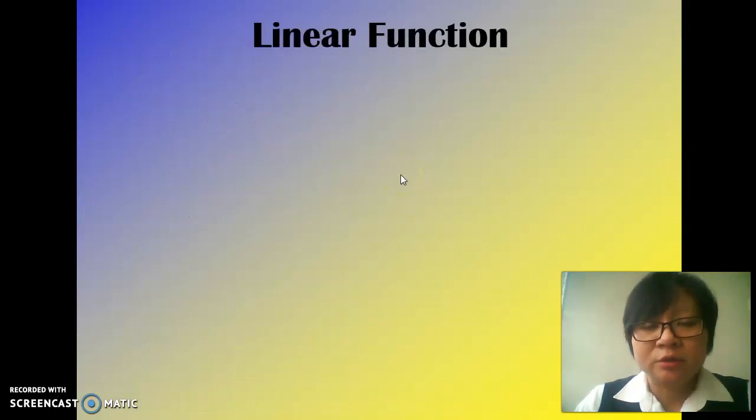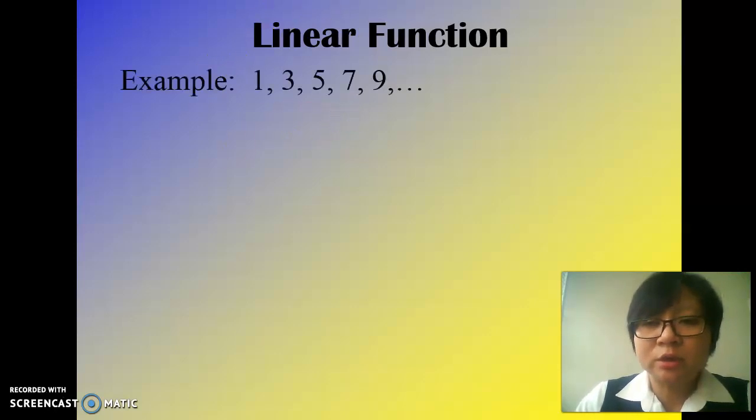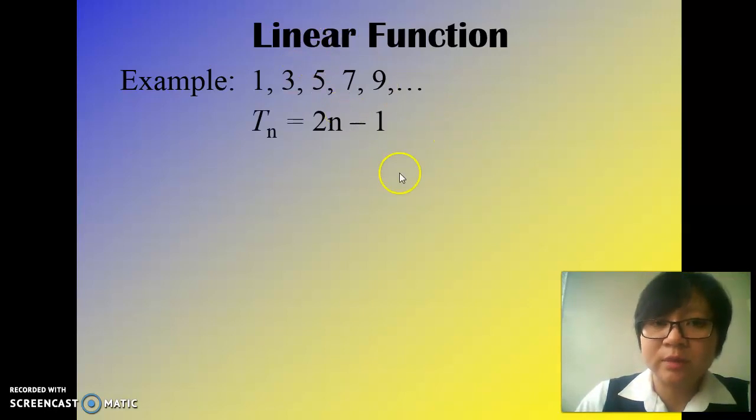Next, about linear function. Why linear function? Because an arithmetic sequence is a linear function. Why? Because when you plot or draw an arithmetic sequence on a graph paper, you'll get a straight line graph because the increase or the decrease of an arithmetic sequence is constant. To explain about function, I'm going to use the previous example, which is the sequence of odd numbers. Okay, the nth term is 2n minus 1.